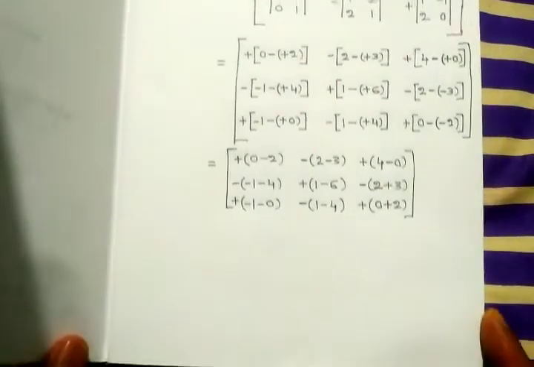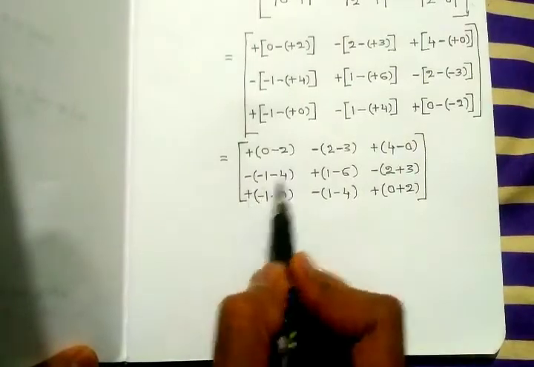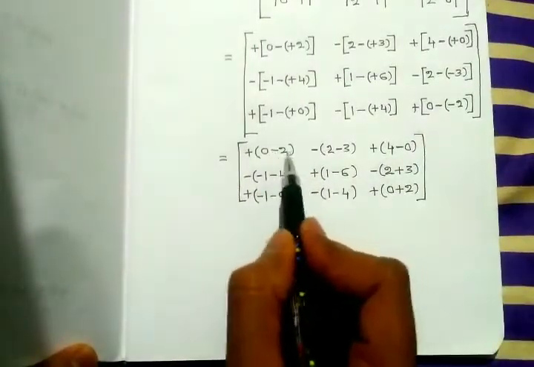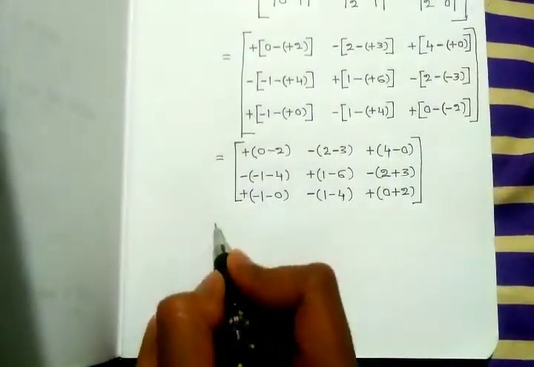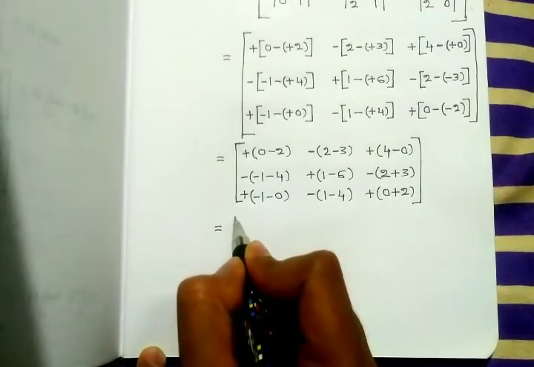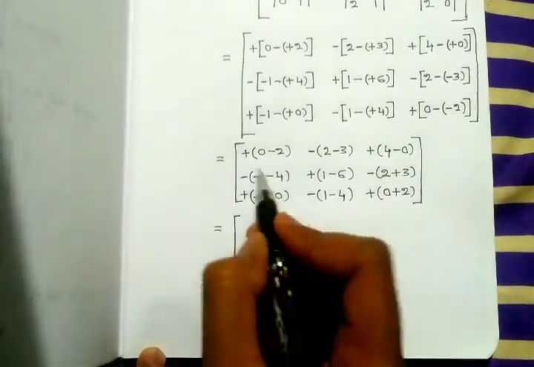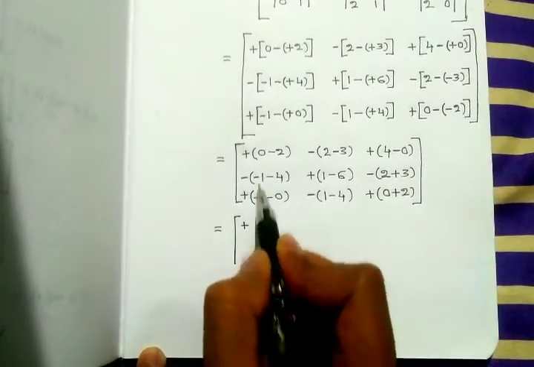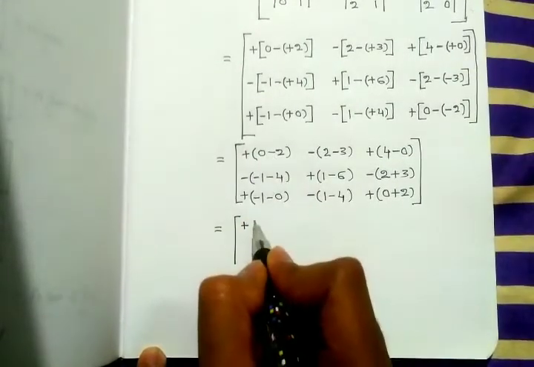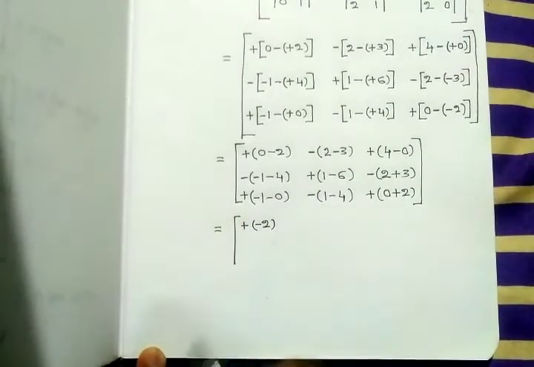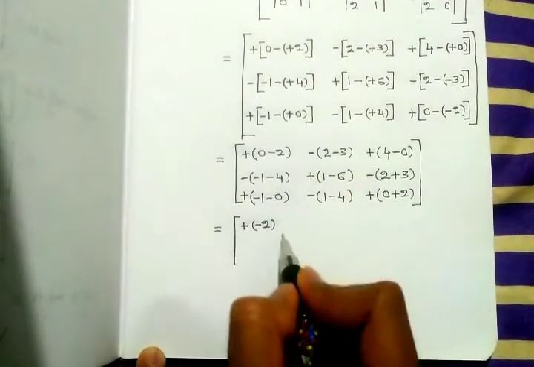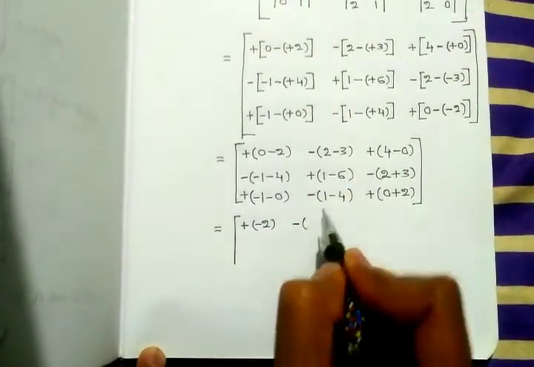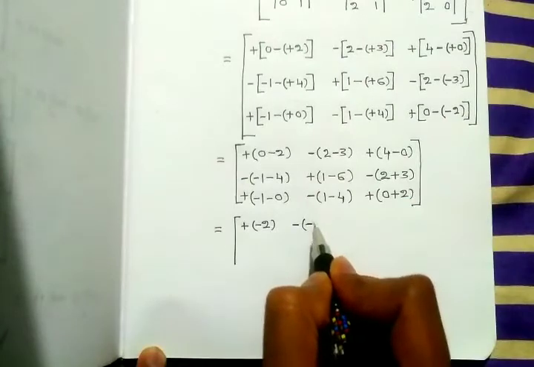So next step, again outside sign keep it as it is. Inside value you add and subtract. So which is equals to, again in bracket, plus sign I am going to keep it as it is. 0 minus 2 is minus 2. Okay. Next, minus sign I am going to keep it as it is. 2 minus 3 is minus 1.